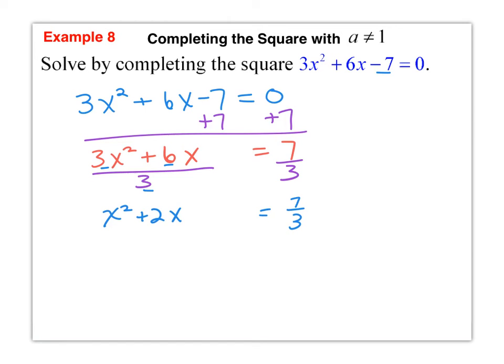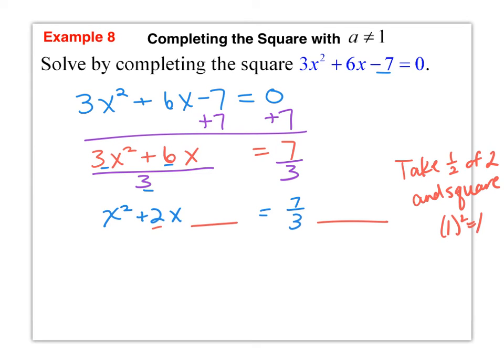Now this is where I'm using the method of completing the square. I'm going to put a blank on the left side and a blank on the right side. We're going to add something to the left side so that this becomes a perfect square trinomial. What we're looking for in the method of completing the square is to take half of the coefficient of the x term, which is 2, take half of 2 and square it. So half of 2 is 1, and 1 squared is 1. So that's what we're going to add in the space on the left. To keep this equation balanced, we're going to add 1 to the right side as well.